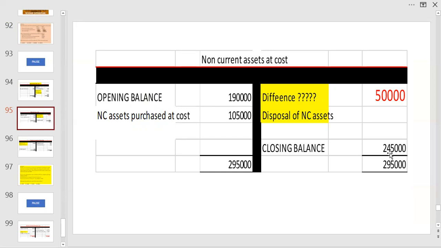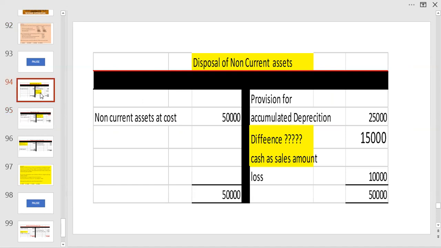The closing balance is 245,000. The transaction that took place during the year is, they say, a new non-current asset was purchased at 105,000. So if you want to balance this account, there is a difference of 50,000. What could be the difference? This is the cost of the asset that was disposed. So this is how we arrived at it, and this has been correctly entered in that account, that is crediting the cost account and debiting the disposal account.